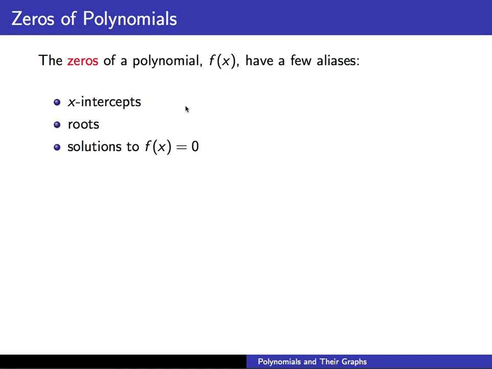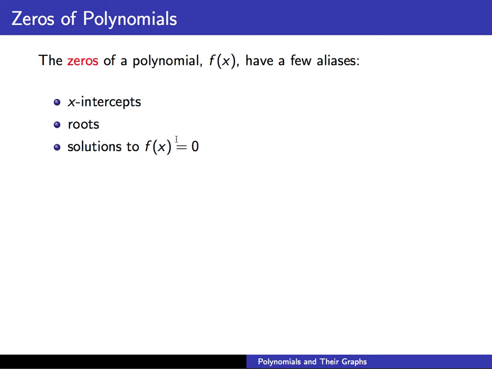Roots are also the same thing as zeros of a polynomial, and this comes from being able to actually rebuild the polynomial knowing what the roots are. If you know what values of x cause the polynomial to equal 0, you can reverse engineer those values to build the polynomial that has them as its zeros. Also, solutions to f of x equals 0 mean the same thing as finding the zeros.